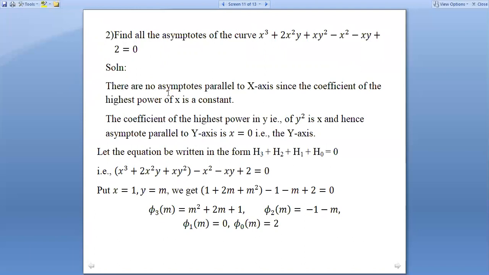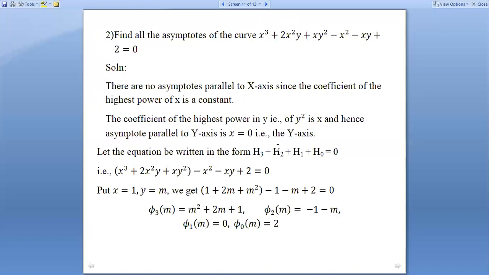For that, the highest power of x is 3. So coefficient of x cube is 1. Since it's a constant, there is no asymptote parallel to x-axis. Now highest power of y is y square, and coefficient of y square is x. So you equate that to 0. So x is equal to 0 is an asymptote parallel to y-axis. So one asymptote is already known. Now you need to find out two more asymptotes because the degree is only 3.